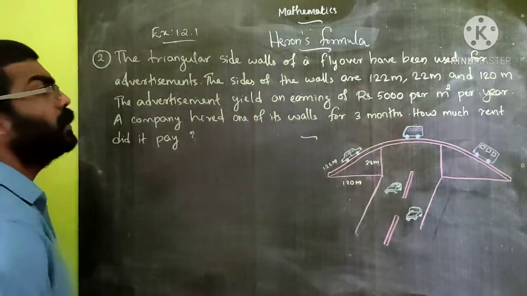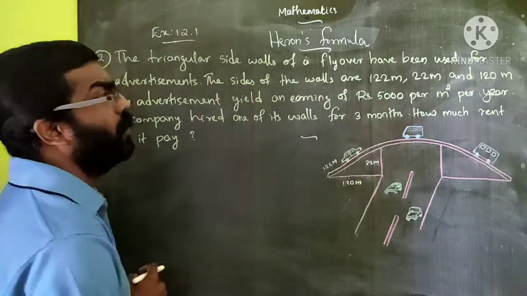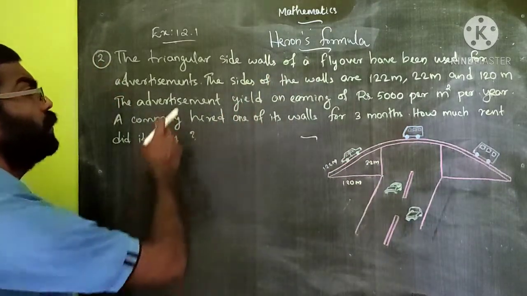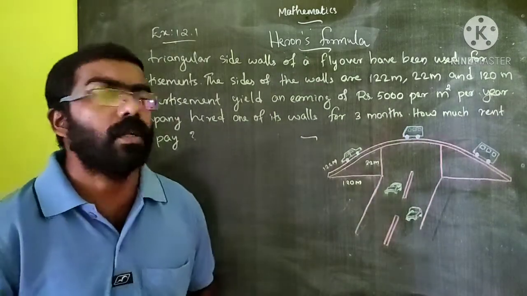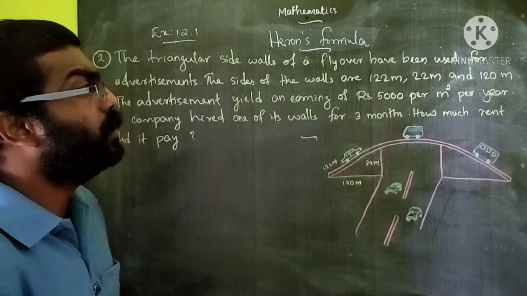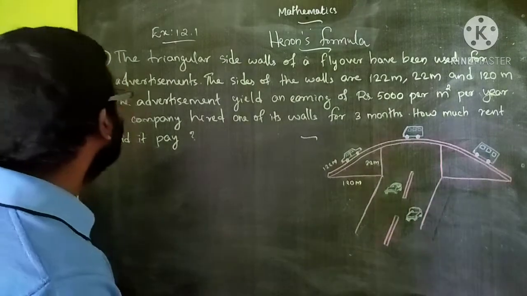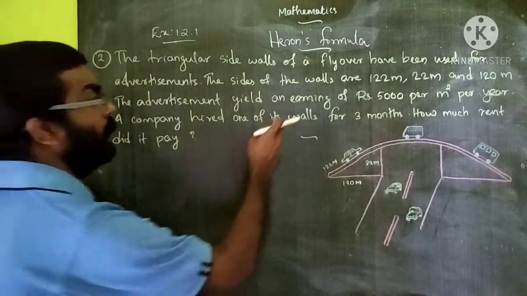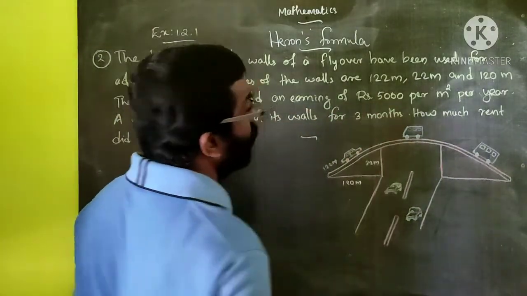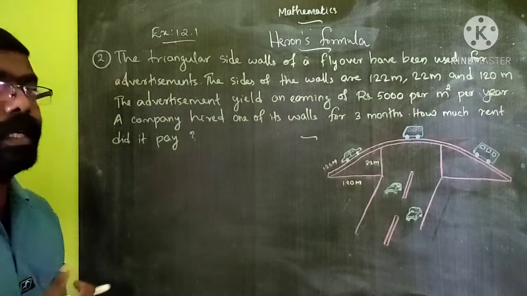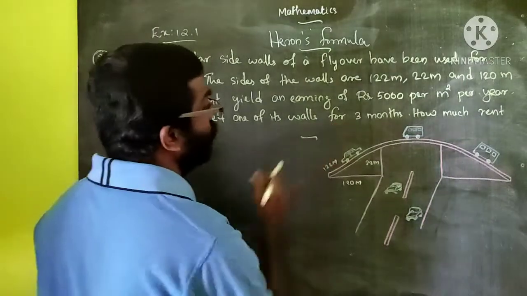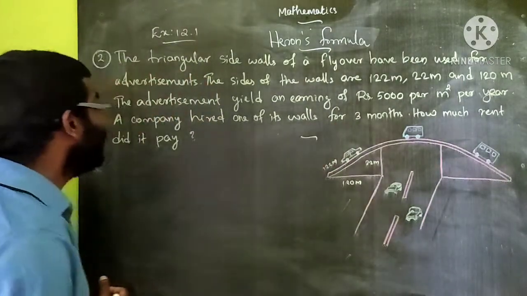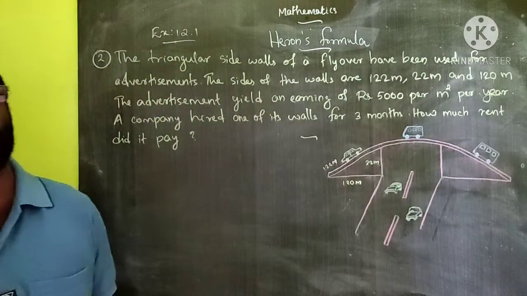The triangular side walls of a flyover have been used for advertisements. The sides of the walls are 122 meter, 22 meter and 120 meter. The advertisement yields an earning of rupees 5,000 per meter square per year. A company hired one of its walls for 3 months. How much rent did it pay?